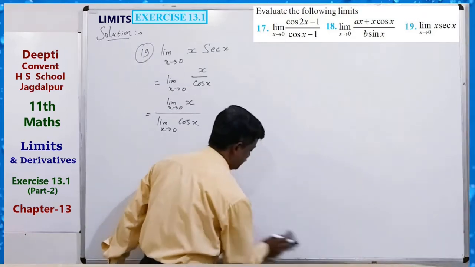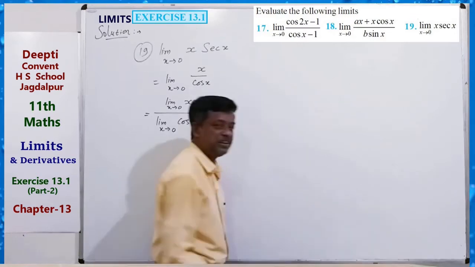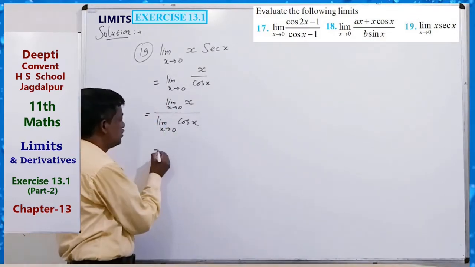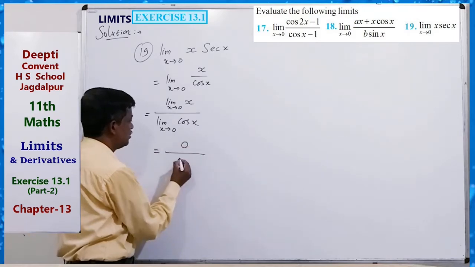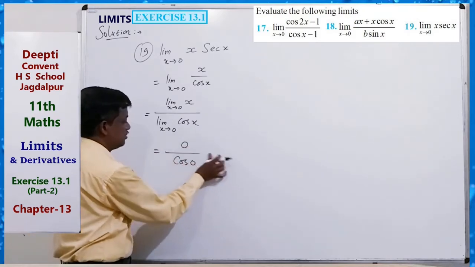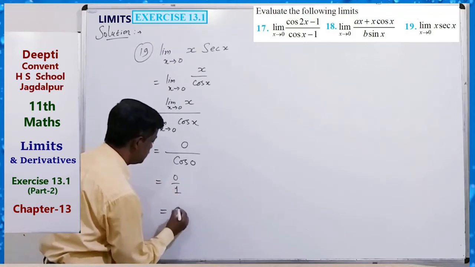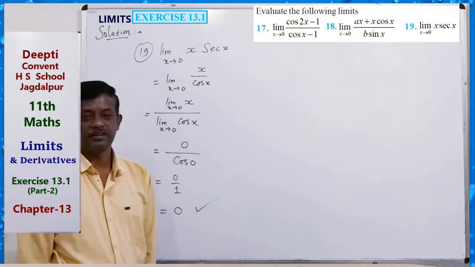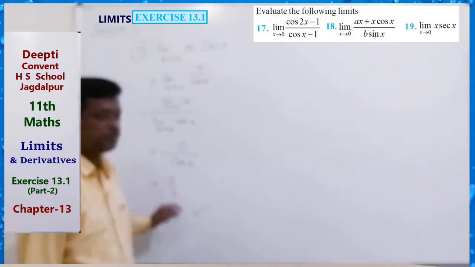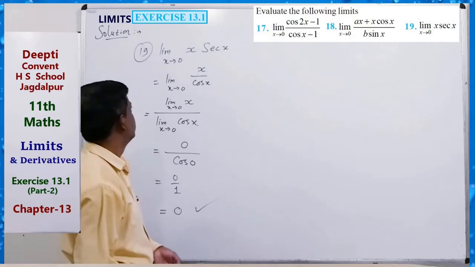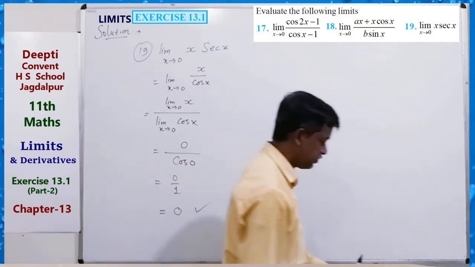Limit will be what? Here after putting x equals to 0, this is 0 upon this is 1, that is 0 upon 1, so this is 0, 0 is the limit. Okay, 0 upon 1, denominator is finite, numerator 0, so 0 is the limit. Okay, so 19 is a simple question. 20.